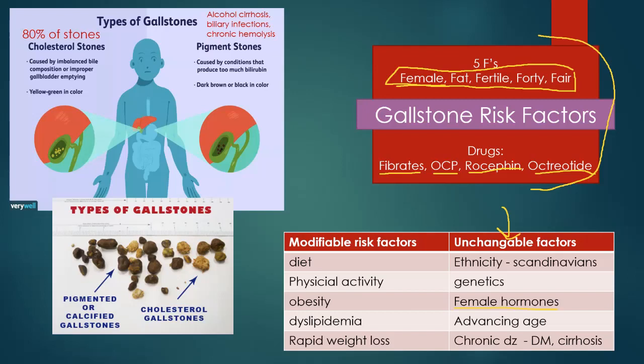You can't change whether you have female hormones or not. You can't change if you're in your 40s. And sometimes you can't change because it's too late if you already have diabetes or cirrhosis. So we tend to focus on the modifiable risk factors for our patients when we are asking them a lot of these questions. So things like their diet, their physical activity, they need to lose weight. We need to talk about all of these modifiable risk factors. These are things that we can educate patients about.